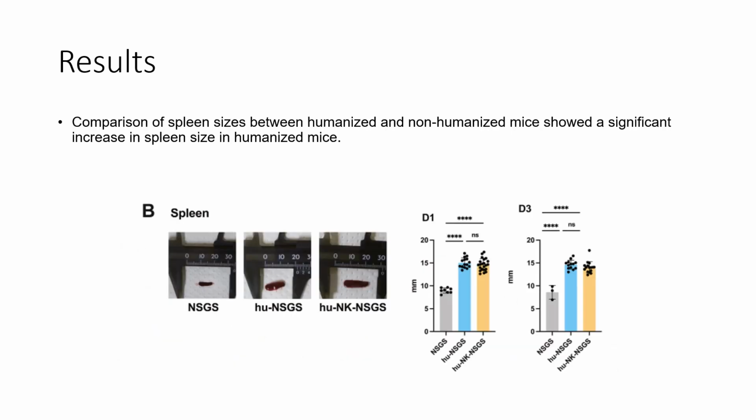The comparison of spleen size between humanized and non-humanized mice shows a significant increase in spleen size in the humanized mice. As you can see in figure B, this one is bigger than the NSGS.